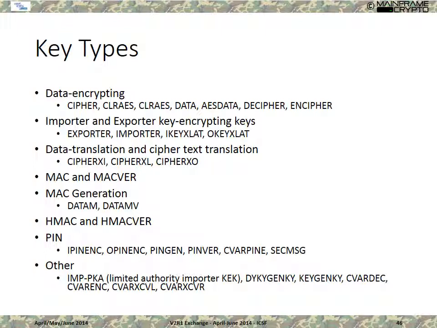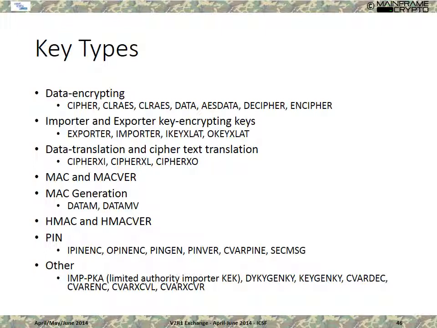And the CipherXI key is the input key or the key that is protecting the input data. The CipherXO is the key that will be used to re-encrypt the data under a new key. The CipherXL is another variation on that, but those keys are specific to the Ciphertext Translate API.